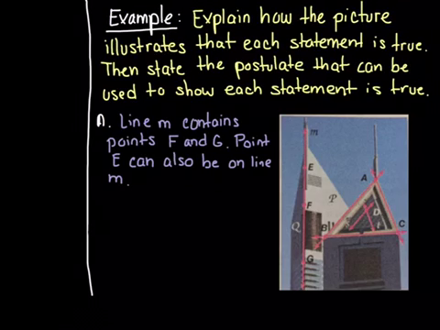Now let's go over an example of how we can use postulates. Example: explain how the picture illustrates that each statement is true. Then state the postulate that can be used to show each statement is true. So the first one, line M, here's line M, contains points F, there's F, and G. Point E can also be on line M. Which postulate helps me show that this is true?